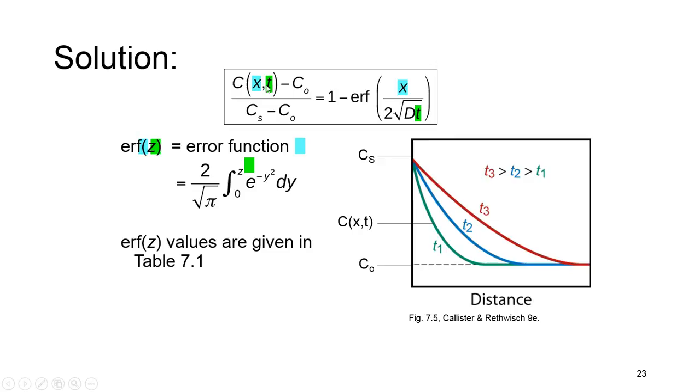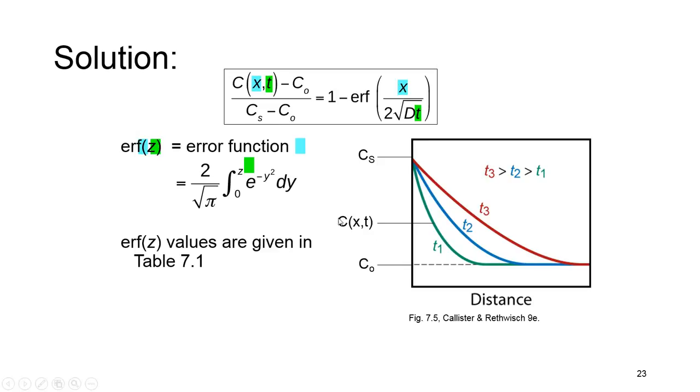As you can see in this relation, how can we find the value of the error function? We plug the value of z instead of all this fraction, then we can find the error function of z using this relation here. The different values of the error function for z starting from 0 to 2.8 are given in Table 7.1, page 187. This is also given in this table.